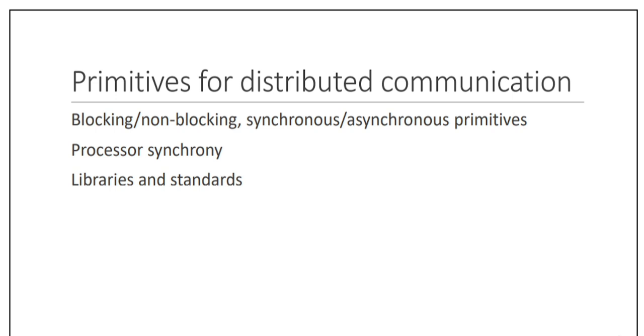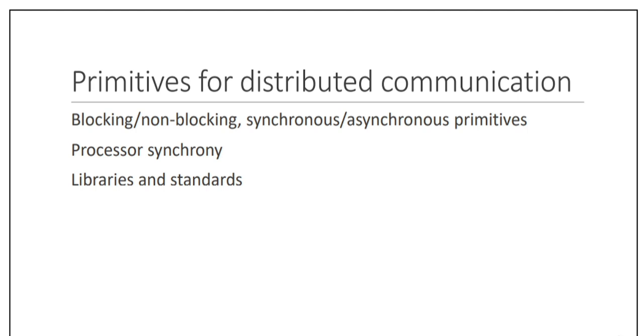Next, primitives for distributed communication means that if each system wants to communicate with another distributed system, it needs to send some messages. It works based on MPI or RPC. MPI stands for Message Passing Interface. RPC stands for Remote Procedure Call.